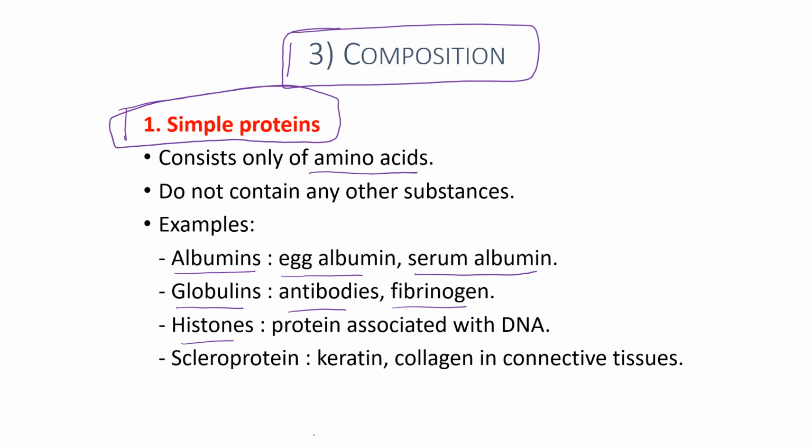And then we have histone, which is protein associated with DNA. Your DNA is a very long molecule. In order to fit into a small nucleus, this DNA molecule will be coiled around a protein, which we call protein histones, to make the DNA fit into the nucleus in the form of chromosome. And then we have scleroprotein, which is keratin and collagen in connective tissues.